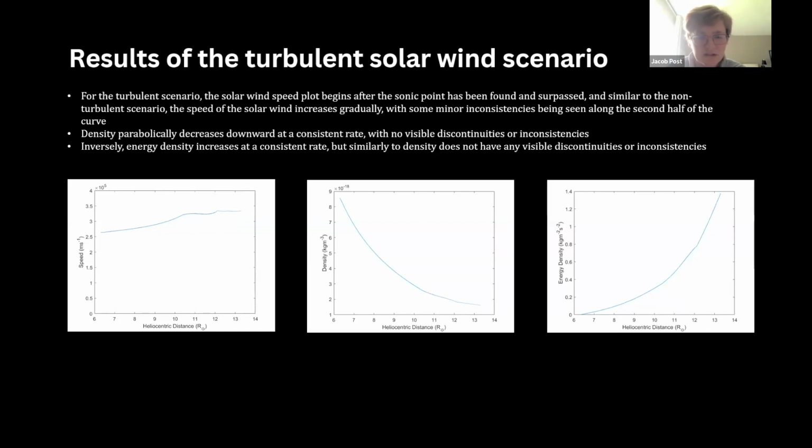Moving on to the center graph, we have a density versus heliocentric distance graph. What this essentially shows is that the density starts at a high point, but then gradually, parabolically decreases without any signs of inconsistencies or discontinuities. Similar to that, but working inversely, the energy density moves upward without any type of visible discontinuity or inconsistency.